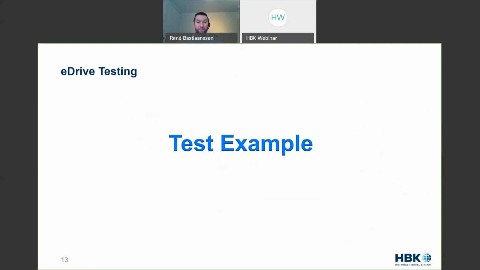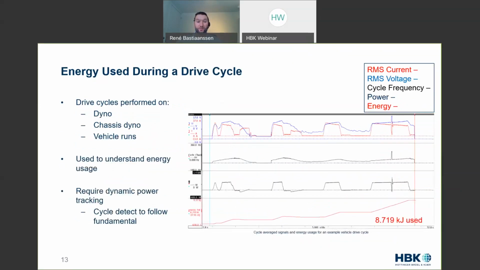This is again the same electrical scooter, and you can do such a drive cycle on a dyno, like a motor dyno, on a chassis dyno, like a full vehicle, or just by doing vehicle runs. And this is what has been done in this case. My colleague has just been driving the scooter around the park, and here we see the measurements. Again, voltages, current, the frequency of the electrical signal, which is then equal to the cycle frequency, power, and finally, the total energy consumption from a dynamic load situation of a certain drive cycle.